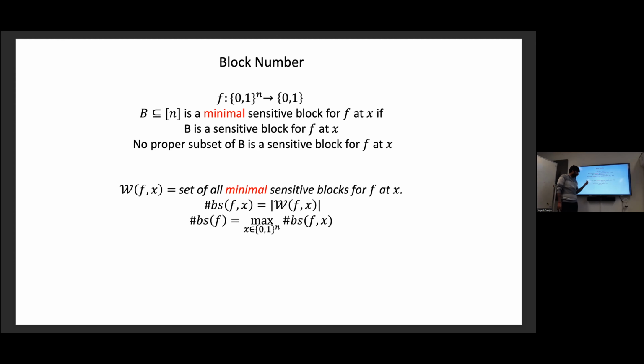And then at an input, you collect all the minimal sensitive blocks. The number of minimal sensitive blocks at an input is the block number of a function at that particular input. And now again, we can define the block number of a function as the maximum block number if you look at all the inputs.